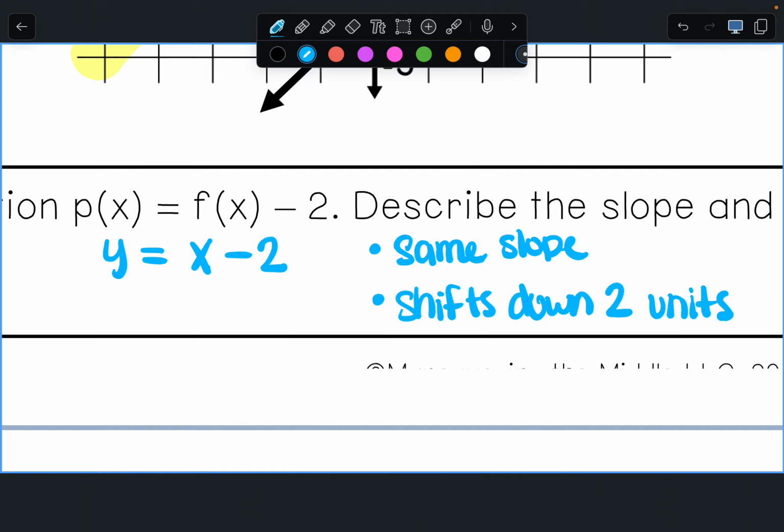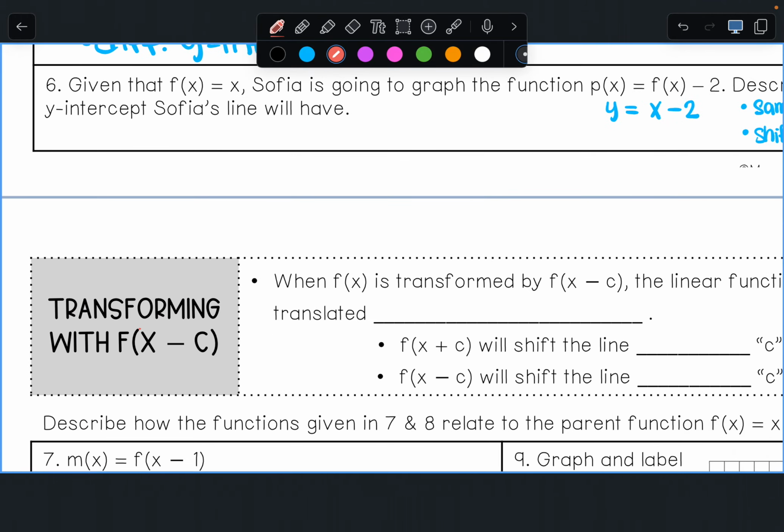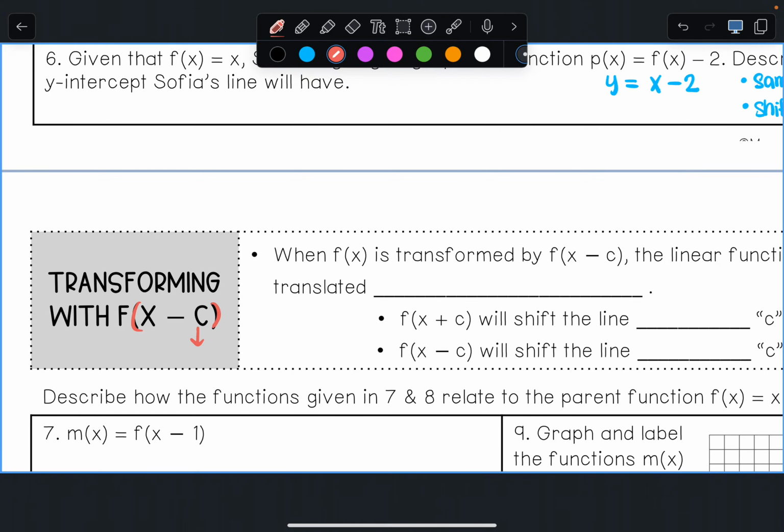Now, the way that the function is written on the back, you'll notice that x is inside parentheses. You haven't seen any type of equation written this way, but when they group the x with c, this is a transformation of the x-intercept. And if you're changing the x-intercept, what direction would you be moving the line in? Left and right. Changing the x-intercept changes the left and right.